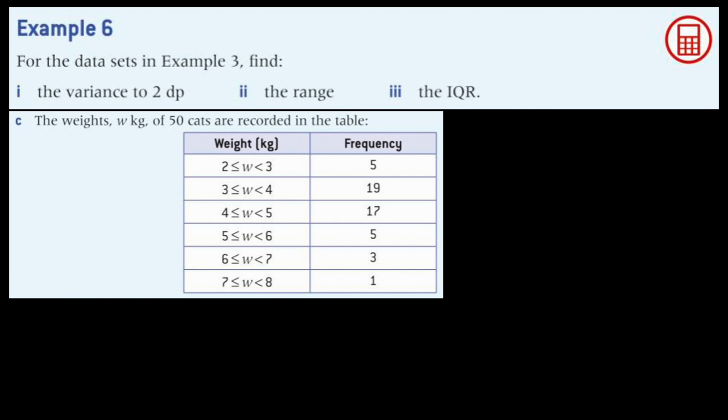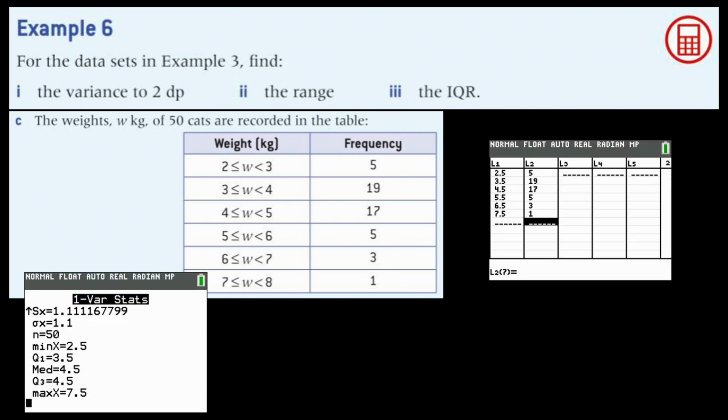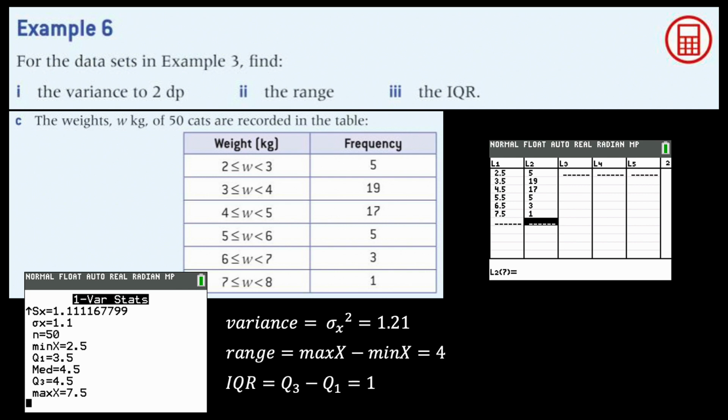And again, it's the same example as we've done before. I'm just going to go ahead and show you the screenshots here. But again, we're just doing the same thing. Variance, you take the standard deviation and square it. The range, you take the maximum minus the minimum. And interquartile range, it's quartile 3 minus quartile 1.